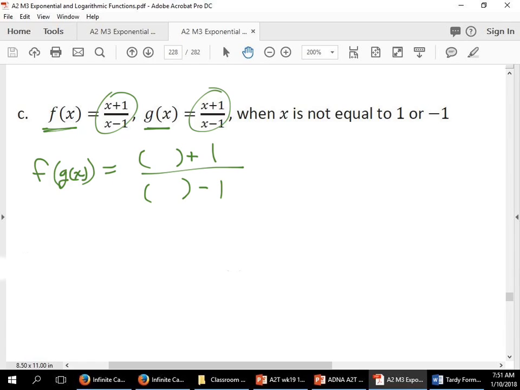Now, over here on this side, it says what goes inside that blank. What goes inside that blank? The g function. And what is the g function? x plus 1 over x minus 1. So you have fractions inside of fractions right here. Now, this is weird stuff going on. We're going to write this in purple. We have x plus 1 over x minus 1, x plus 1 over x minus 1.